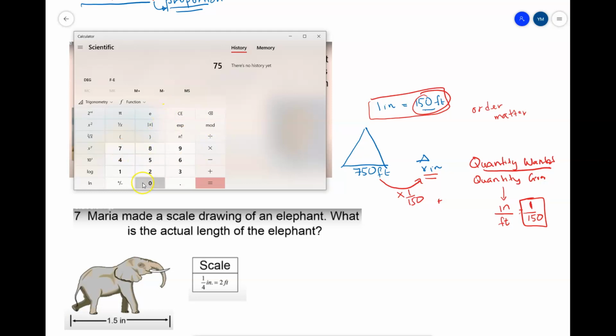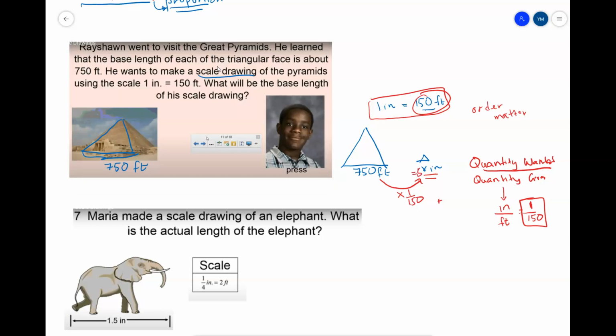So 750 times, now we're going to multiply it by 150. So please make sure you put in the parentheses. And then you're going to do 1 divided by 150. Close the parentheses and press the equal sign and you get 5. Okay, so I know that if I multiply it, this is going to equal 5 inches. So the replica is actually going to be 5 inches in width.